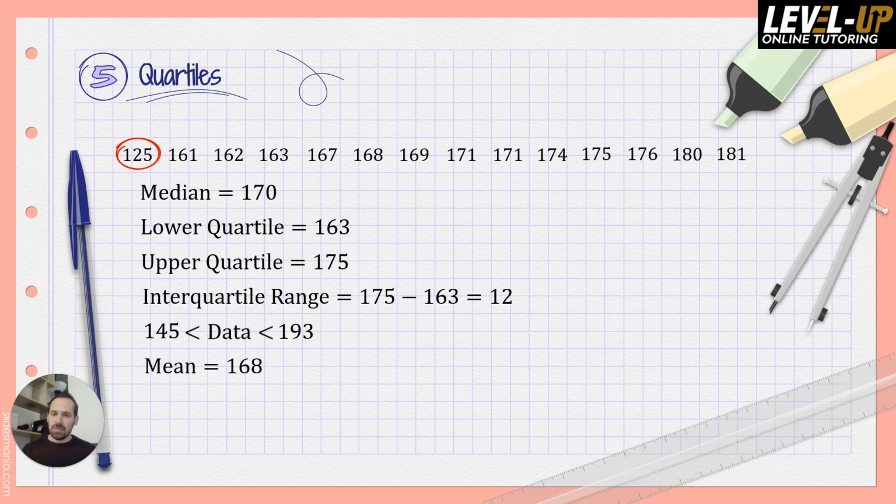We could also calculate the mean. You might want to pause here and do that for yourself. You can check the arithmetic mean by adding them all up and dividing by how many there are. Whenever you have an exam question saying calculate the mean, they're typically talking about the arithmetic mean.